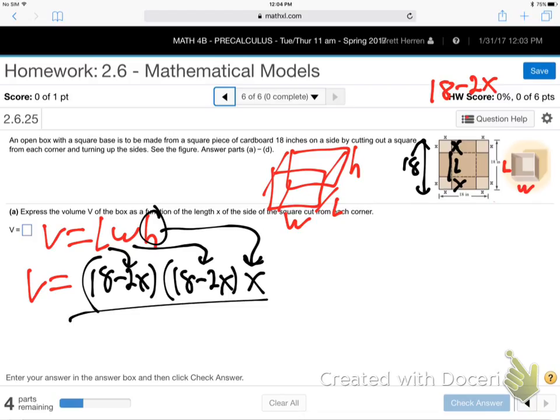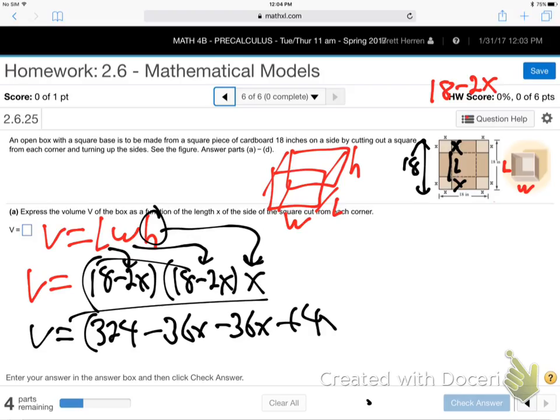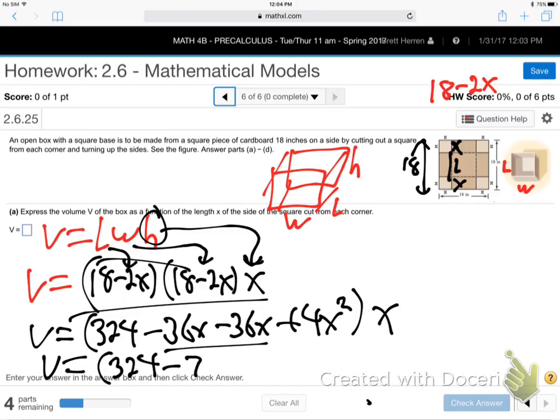Really, you could just type that into your calculator. You don't have to FOIL it all out. Your calculator can handle that straight. Math Excel probably won't be happy, though. They probably want you to FOIL, so I better FOIL. What's 18 times 18? 324. I think I did it yesterday with the other class. Minus 36x minus 36x plus 4x squared. And the other x is just sitting out there. And so 324 minus 72x plus 4x squared. The x is sitting out there.